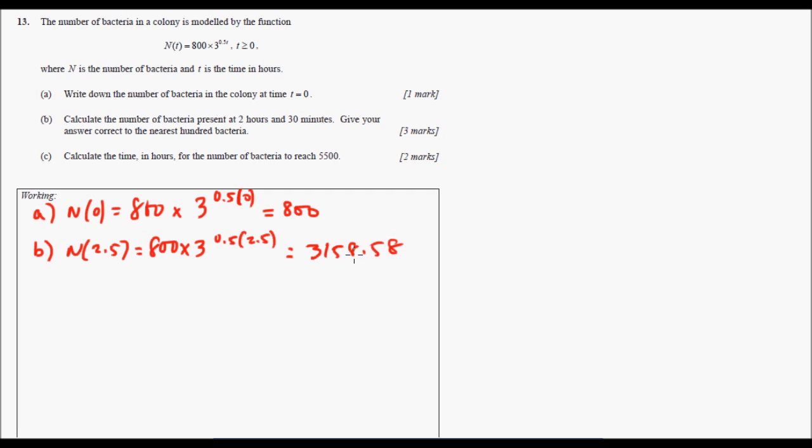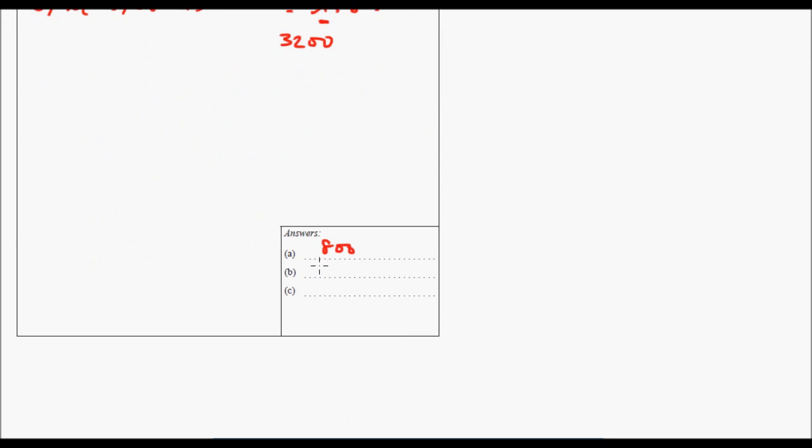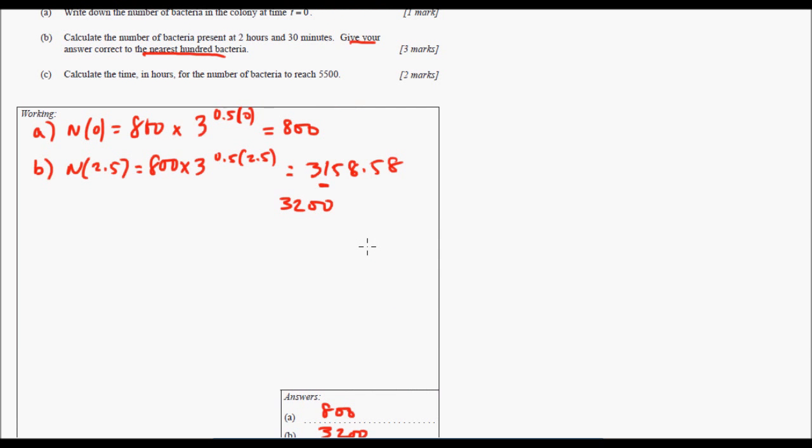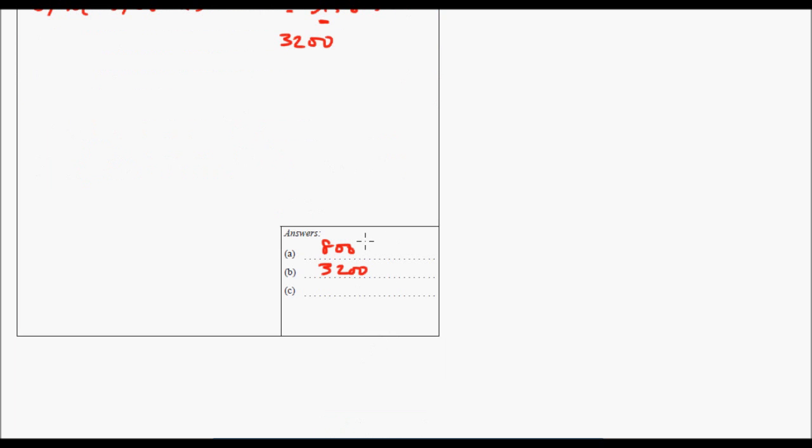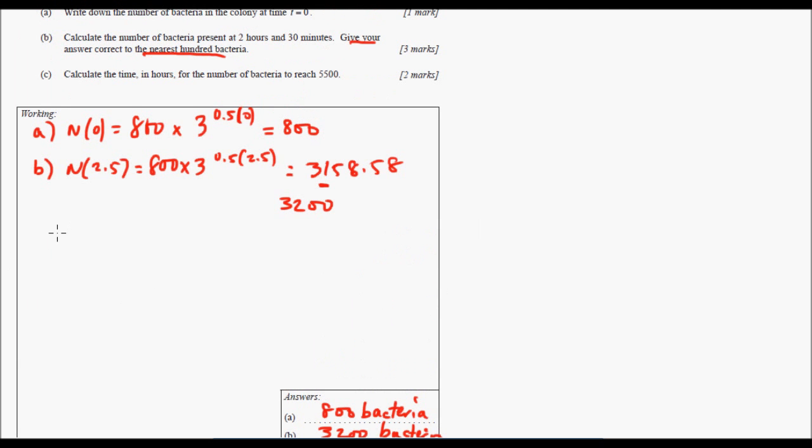Okay, so 3158.58. However, they say give your answer correct to the nearest 100 bacteria. Okay, so in that case, the hundreds place is right here, so we're going to round up. So it's going to be 3,200. Okay, so again, 3,200 is your answer right here. Okay, and I guess you could label these. You wouldn't get bacteria.